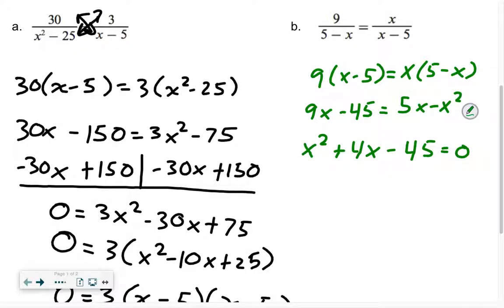Just note, I'm going to move these two over to the left because I want that x squared to be positive. So subtract 5x to both sides, I get positive 4x. Can we factor? I believe so.